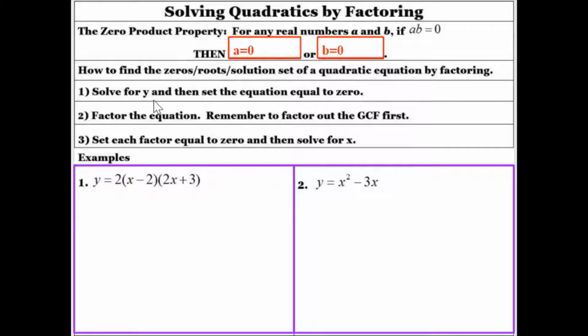First, you want to solve the equation for y and then set the equation equal to 0. So make sure it's solved for y and then substitute in a 0 for y. Then you're going to factor it. Remember, of course, to factor out the GCF first and follow all the factoring rules we learned last unit. Once it's factored, you're going to set each factor equal to 0 and then solve it for x. Let's see how that looks.